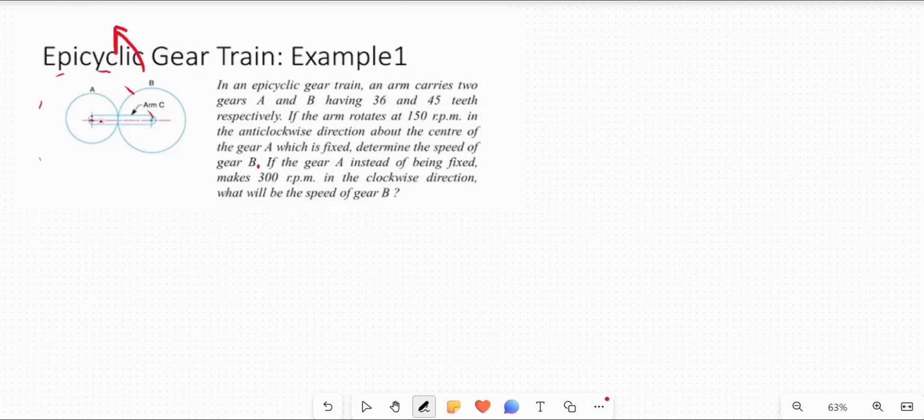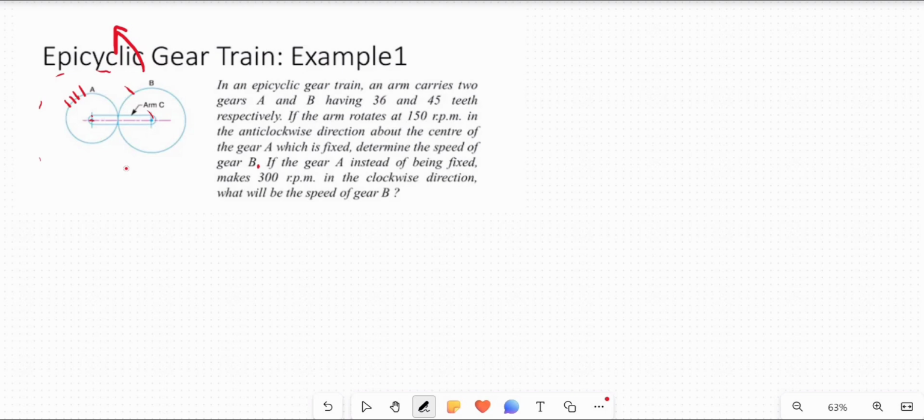Beautiful. We've got an arm which is rotating at 150 RPM in the anti-clockwise direction about gear A, which is fixed. Let me actually put little fixing marks. Gear A is fixed, not moving. Determine the speed of gear B. We want to know the speed of gear B.